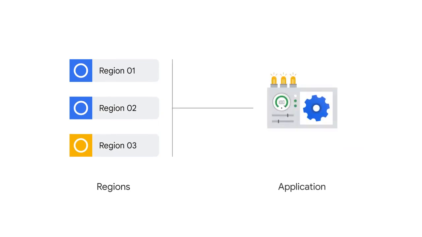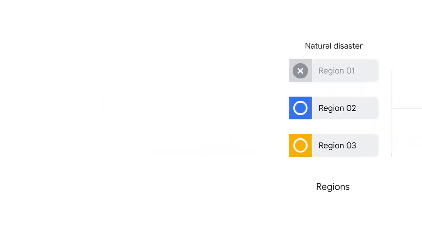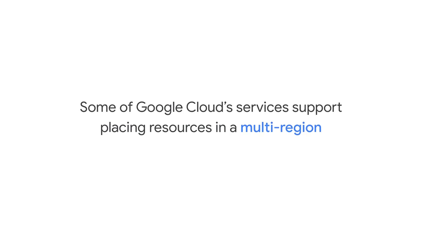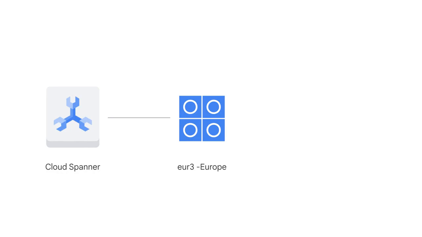This is useful for bringing applications closer to users around the world, and also for protection in case there are issues with an entire region, such as a natural disaster. Some Google Cloud services support placing resources in what we call a multi-region. For example, Cloud Spanner multi-region configurations allow you to replicate the database's data not just in multiple zones, but in multiple zones across multiple regions as defined by the instance configuration.